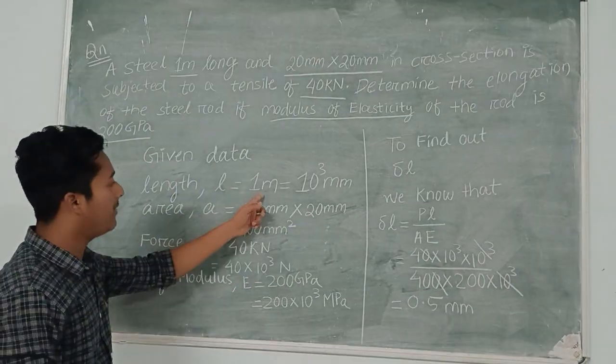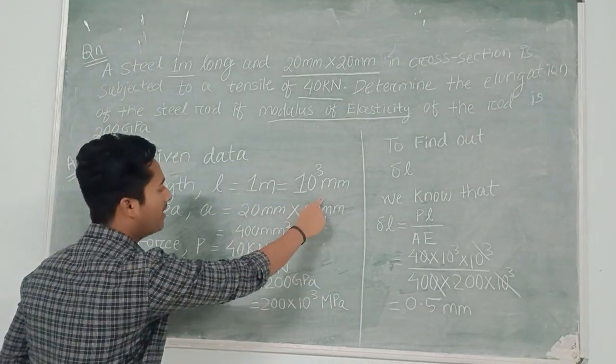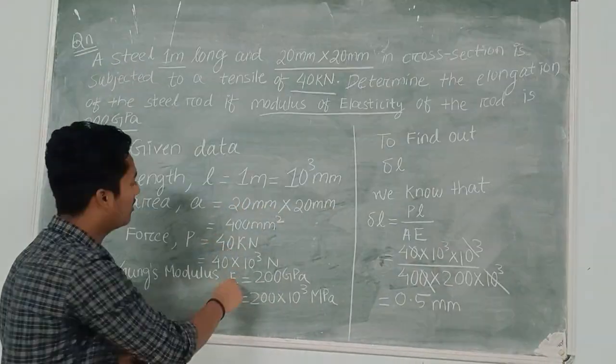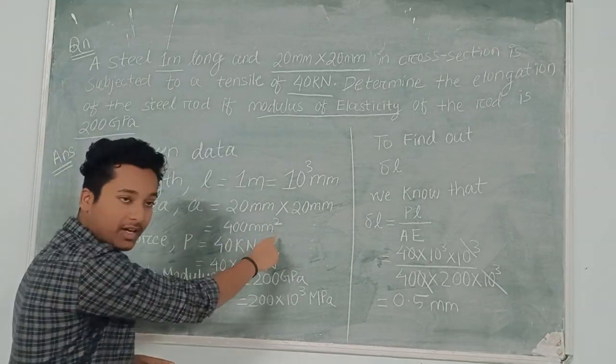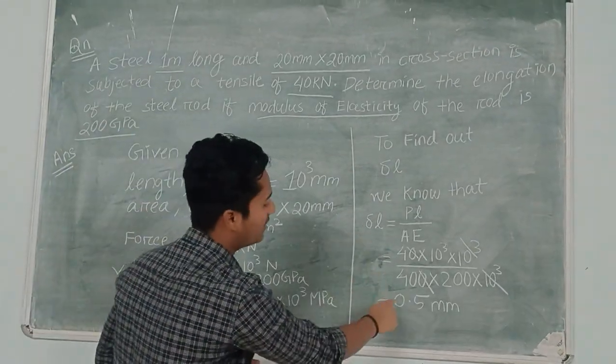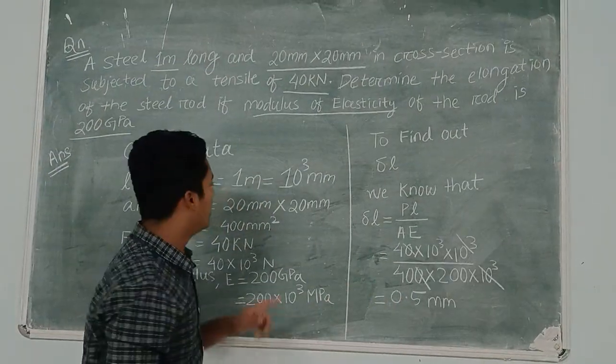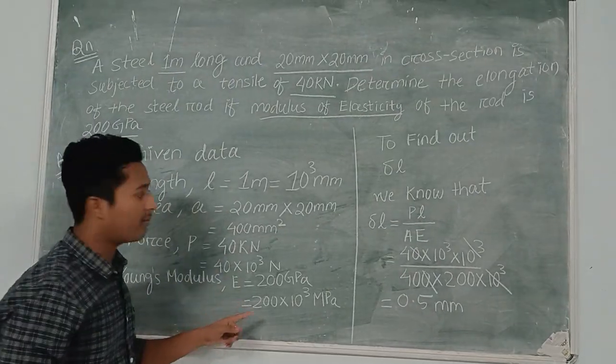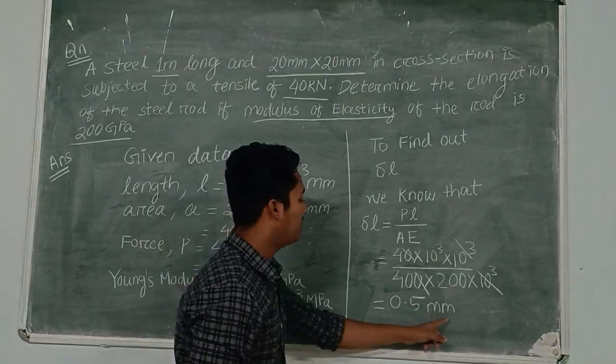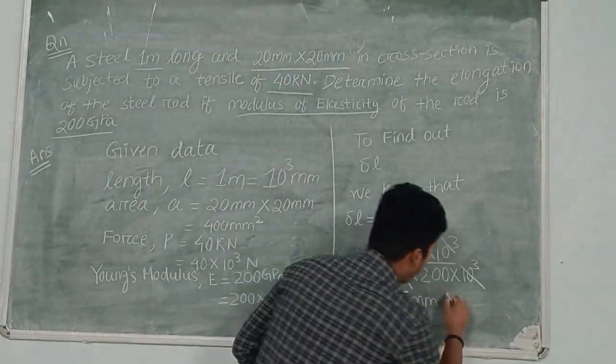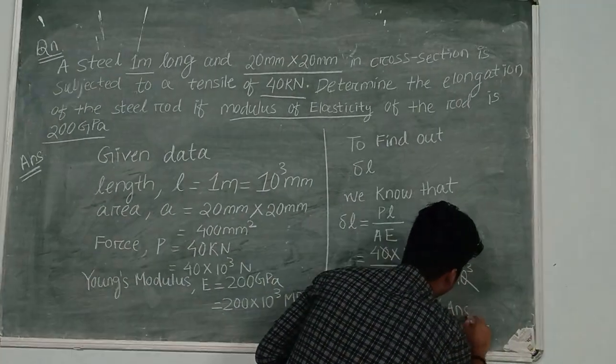If I had not converted meter to millimeter, then it is in meter format, and del L is also in meter format. Whenever we calculate in millimeter format, our answer is in millimeter format. So finally, this is our required answer.